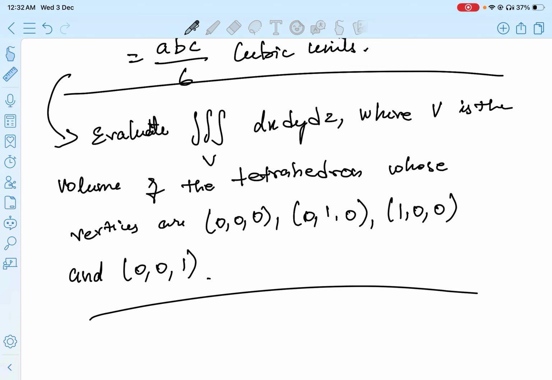Okay, that's all. In volume, these three problems are enough, so you can prepare.